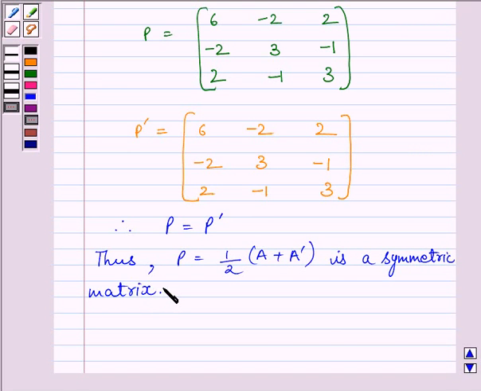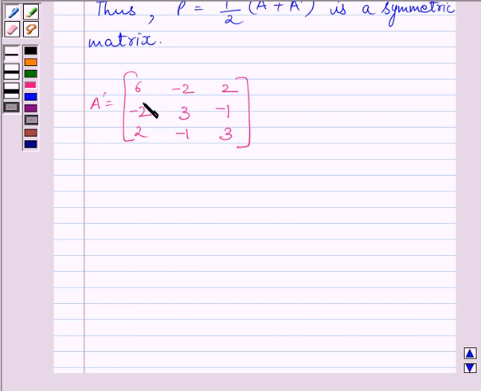As we have already read in the key idea, if the transpose of a matrix is equal to itself, then it is a symmetric matrix. So P is a symmetric matrix. Now we know A transpose is equal to matrix 6, minus 2, 2, minus 2, 3, minus 1, 2, minus 1, 3. So minus A transpose is equal to matrix minus 6, 2, minus 2, 2, minus 3, 1, minus 2, 1, minus 3.